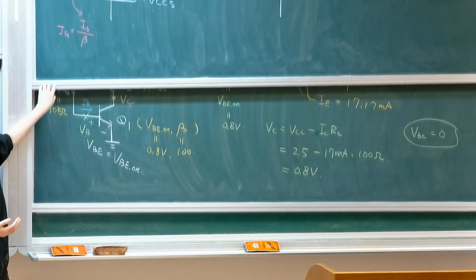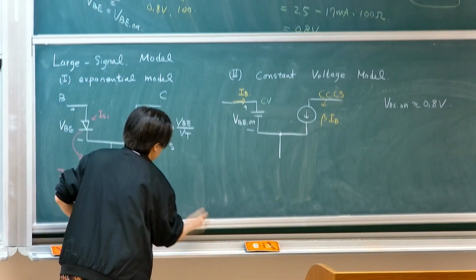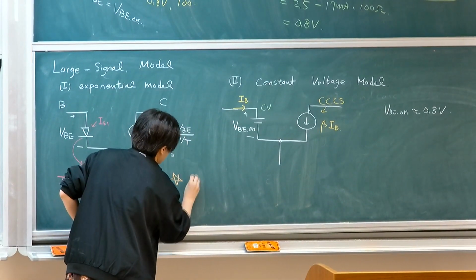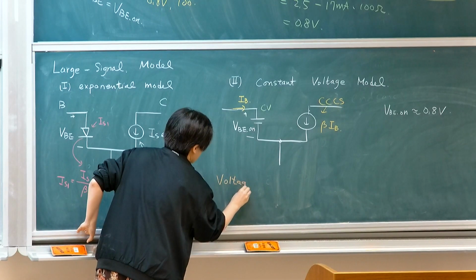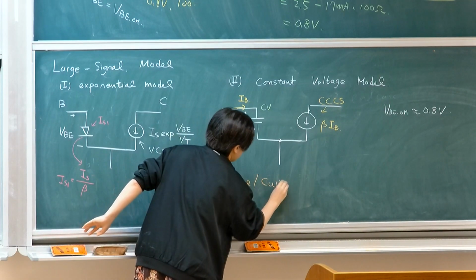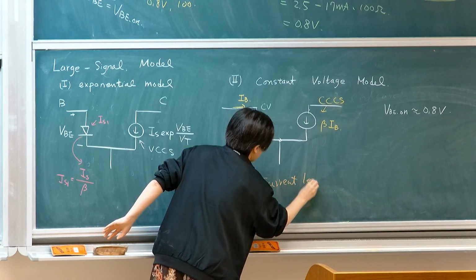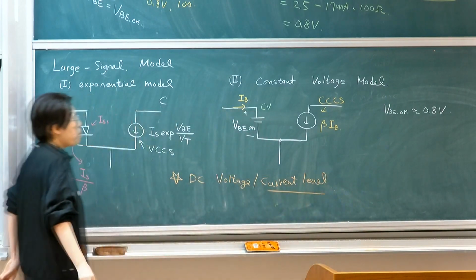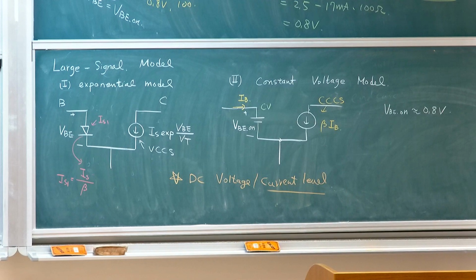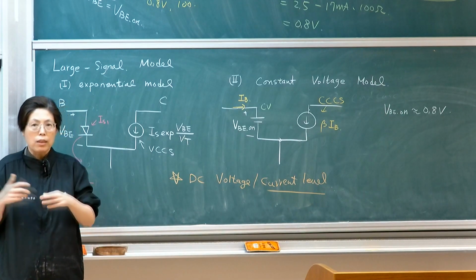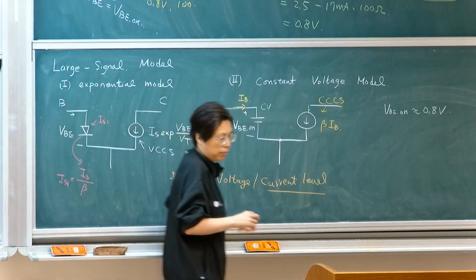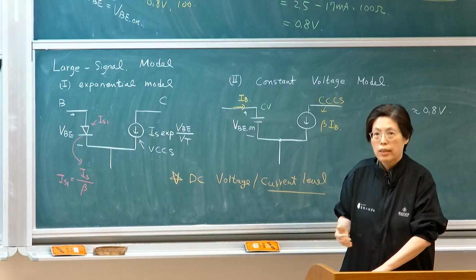So these large signal analyses give us DC voltage and current levels. Current levels are very important. The IC, the DC biasing current, is useful to link small signal and large signal. And DC voltages allow us to check whether the device is operating in the right mode. Okay? Okay, let's take a break now.